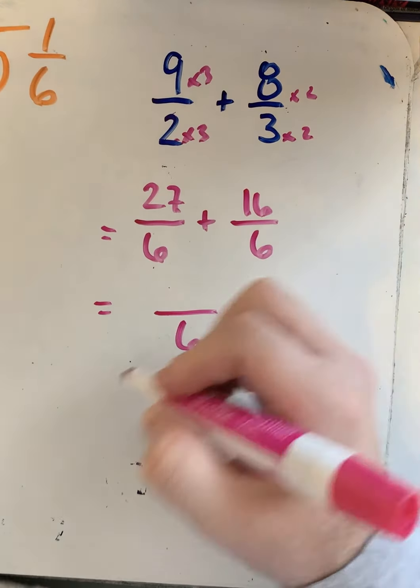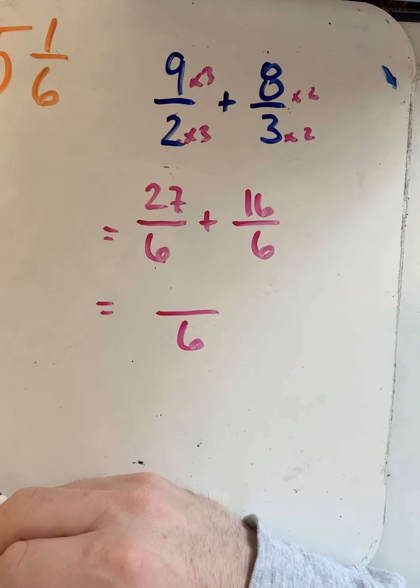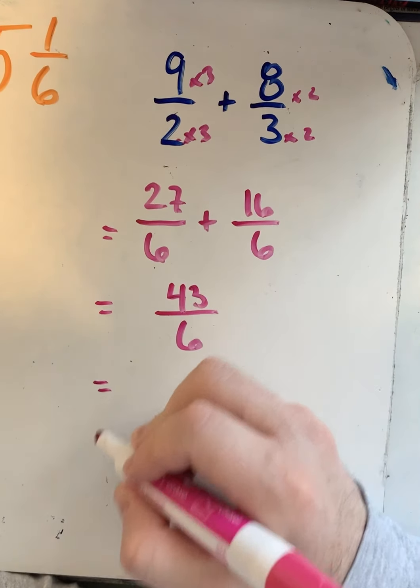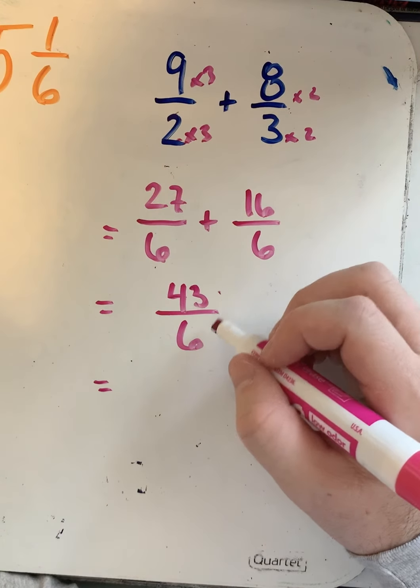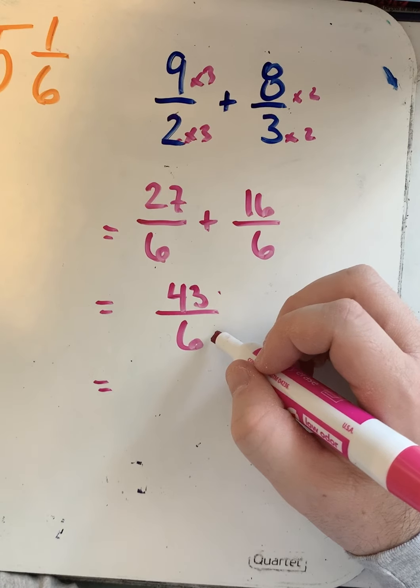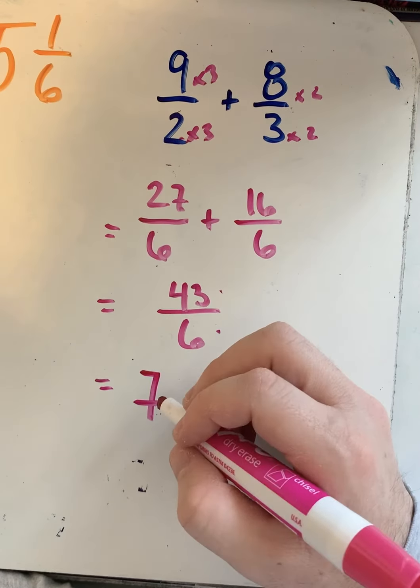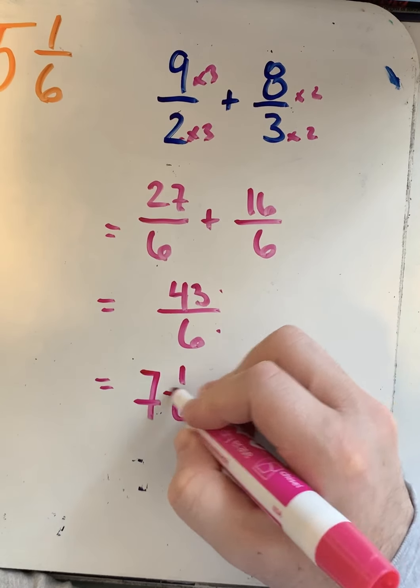I know that my denominator is going to be 6. 27 plus 16 is 43. Now I just do the simple math. How many times does 6 go into 43? Well, I know 7 times 6 is 42, so I'm going to get 7, and 43 minus 42 leaves 1, so 1/6.